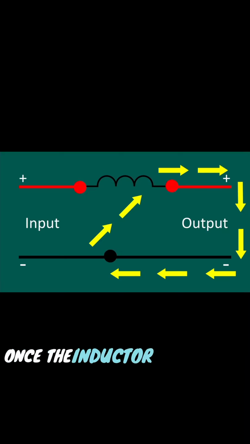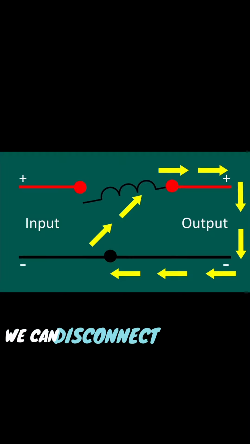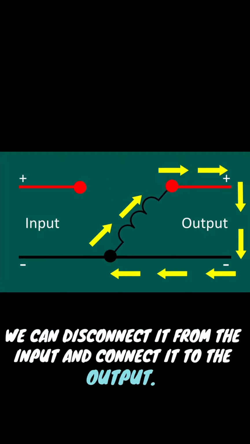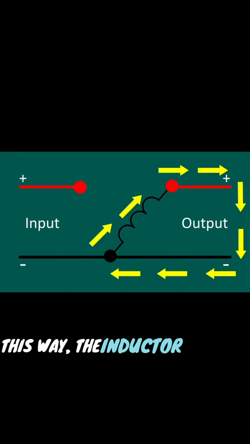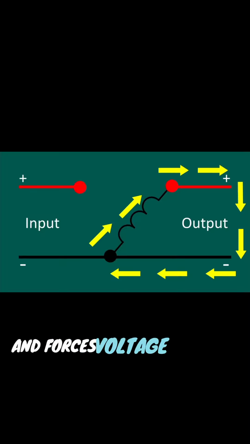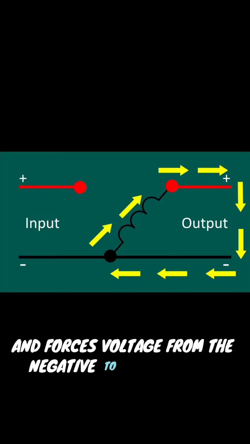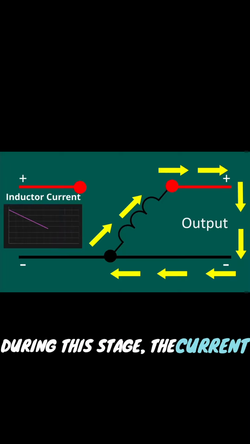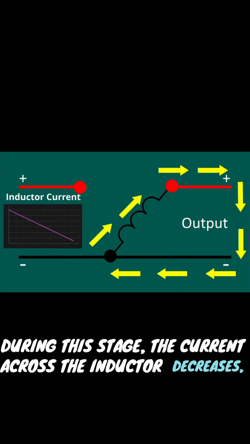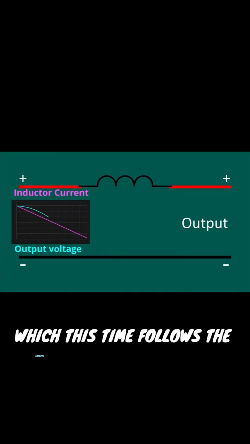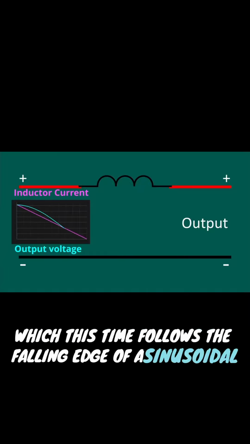Once the inductor charges up, we can disconnect it from the input and connect it to the output. This way, the inductor tries to maintain that current and forces voltage from the negative to the positive. During this stage, the current across the inductor decreases, as does the voltage, which this time follows the falling edge of a sinusoidal waveform.